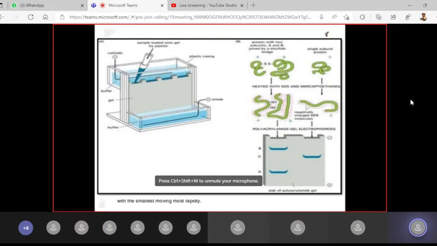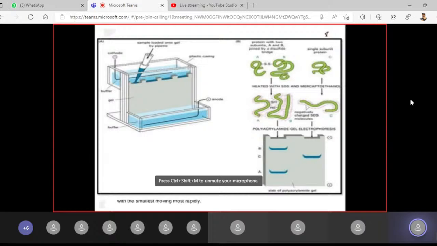Whereas in SDS page, it is a denaturing condition and charge is uniform and size is different. So separation is based on charge to mass ratio. We say that in one line, in native page, molecules get separated based on charge to mass ratio. In SDS page, molecules get separated based on their size or molecular weight.